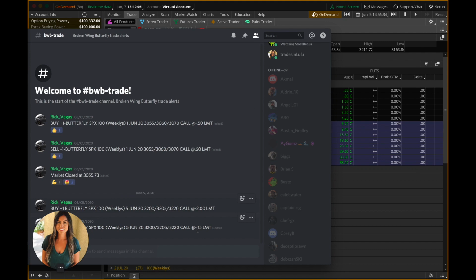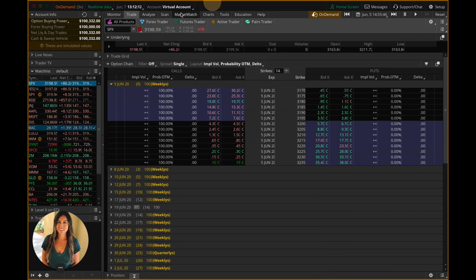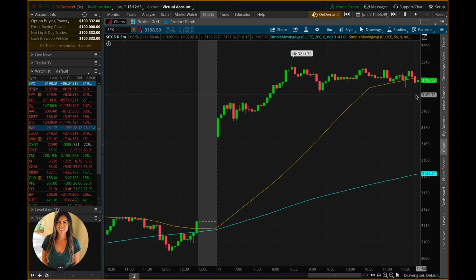I think at 3:01 is when we actually exited this trade, because we didn't want to be in the trade for that last 30 minutes and the potential for the spike up. So yeah, that's what that trade looked like during the day. Decay really helps these butterflies, and hopefully that helped.